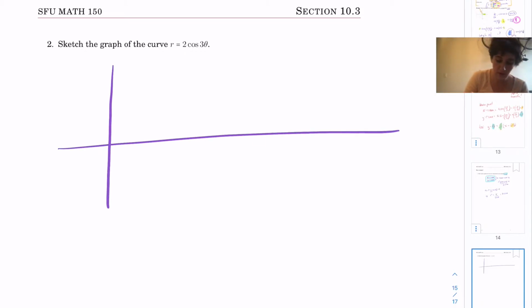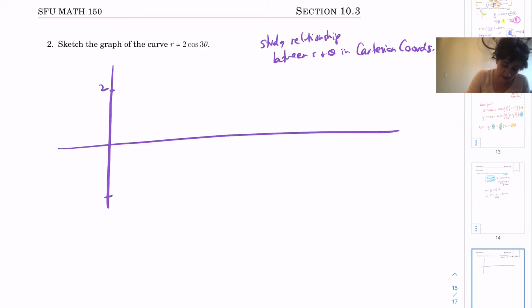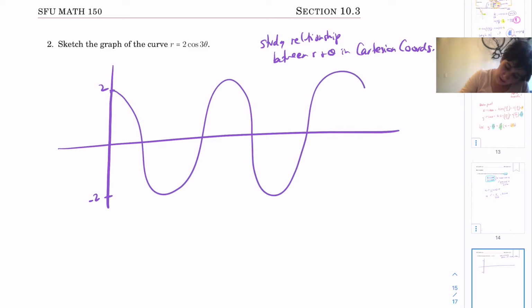So we're going to start by studying the relationship between r and theta in Cartesian coordinates, because that's our most familiar place. Okay, so we start as high as 2, we go down as low as -2, and we have this action going on.